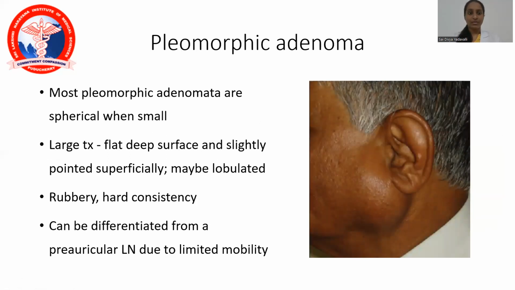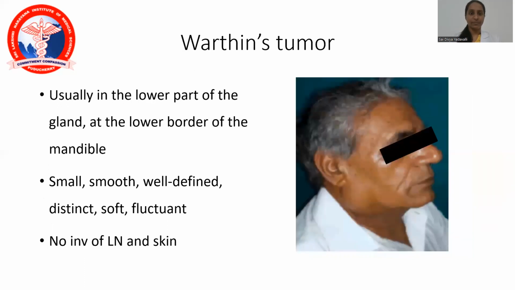Pleomorphic adenomas are spherical when small. When large, they develop a flat, deep surface and are slightly pointed superficially. They may also become lobulated. They're rubbery or hard in consistency, and can be differentiated from a periauricular lymph node due to limited mobility within the tough capsule of the parotid gland.